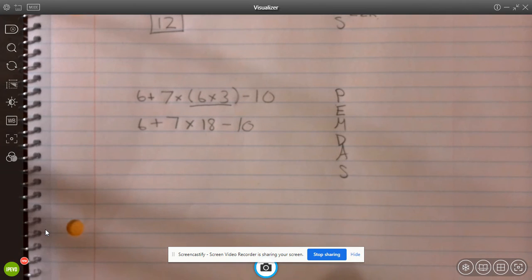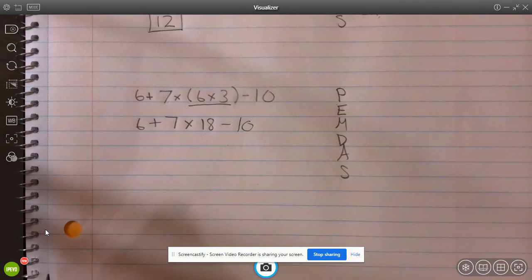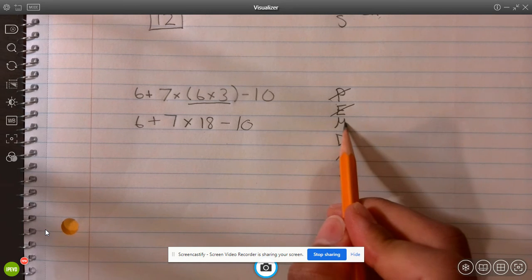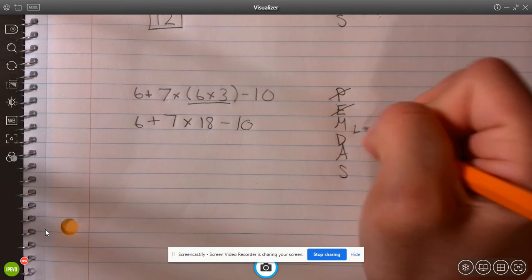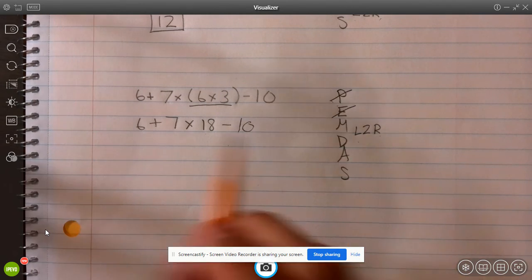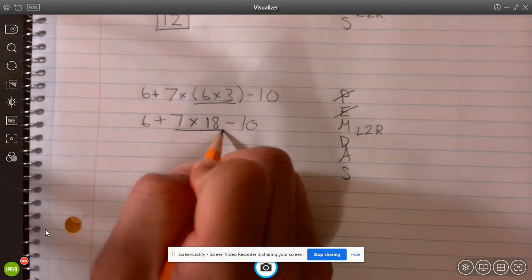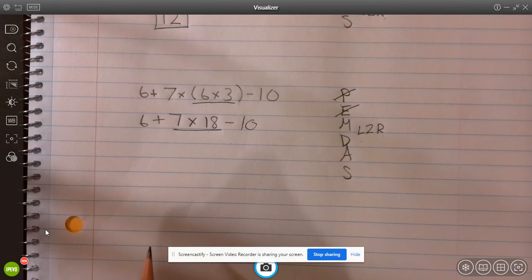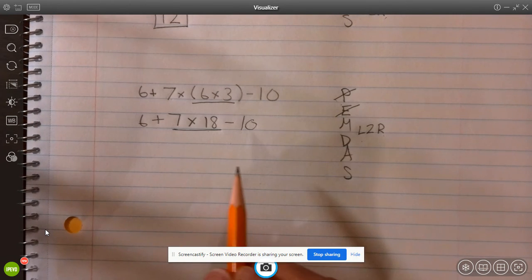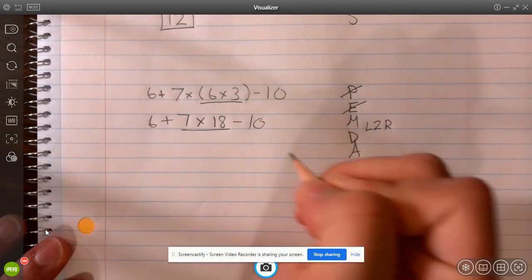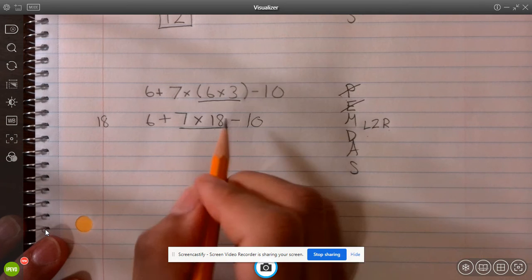So I'm done with parentheses. There are no more parentheses. My next step is multiplication or division, whatever comes first when you read the problem left to right. So I have multiplication. There is no division in my problem. So 7 times 18. If we don't know how to do 7 times 18 in our head, that's okay. We're going to go to the side. 18, you put the bigger number on top.